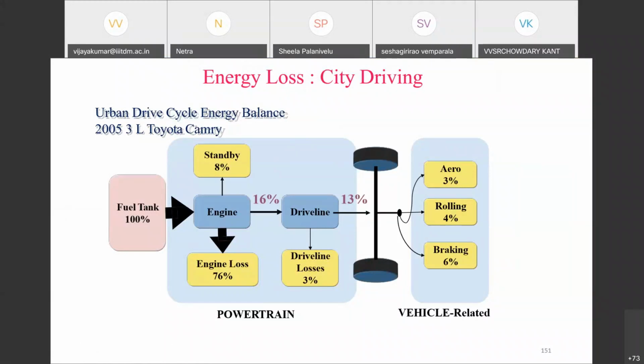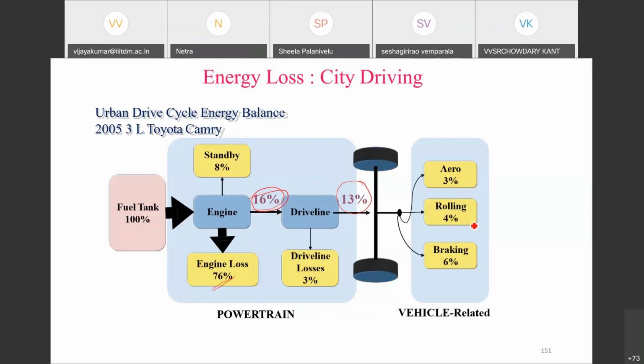Okay, this is very important when you are discussing energy losses during city driving. If you look at city driving with a full tank, this is IC engine based. Your fuel tank is full, then you have the IC engine. From the IC engine you get only 16% output. Another 76% goes as loss in your IC engine. During standby time, another 8% is also lost in the IC engine. Finally at the wheel, you will get 13%. This is the tank to wheel efficiency. So you get 13% tank to wheel efficiency in IC engines.